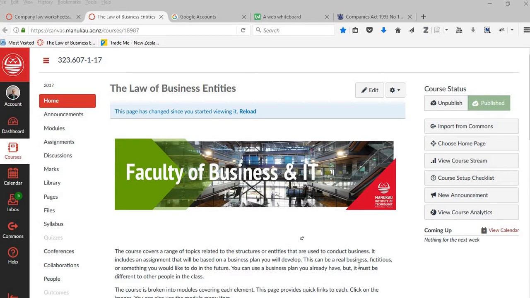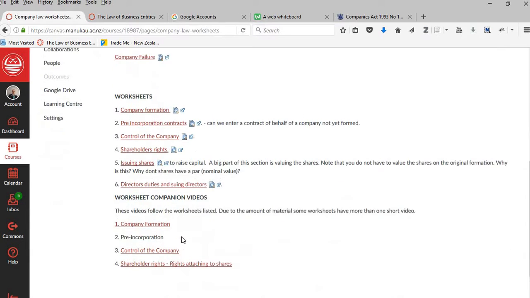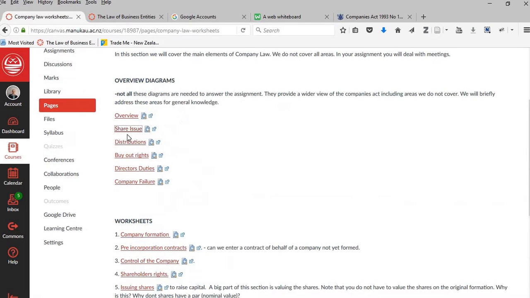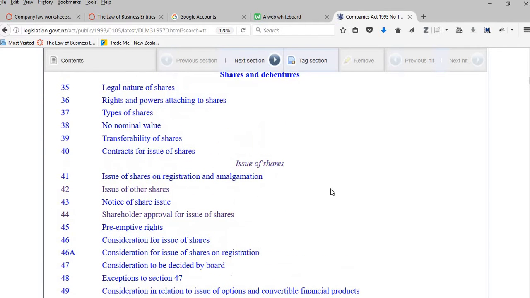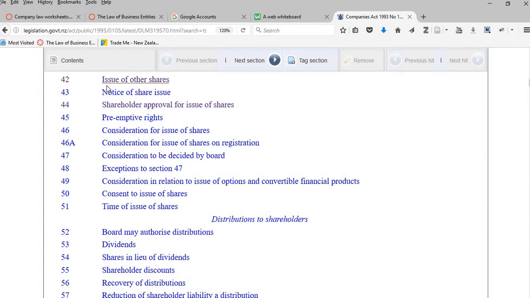This video is going to work alongside two diagrams in our company law module. One is the diagram on share issue up here, and the other is the worksheet on issuing shares. Now, the first thing to look at is the share issue diagram so we get an overview of the law in it. What we're going to be working through in the Companies Act is under Part 6, issue of shares, section 43(2) through to 51. We don't look at all those sections.